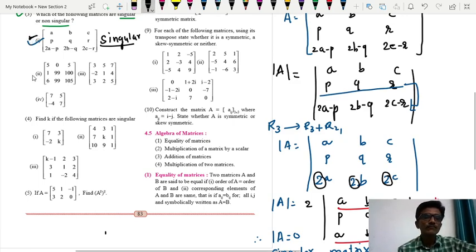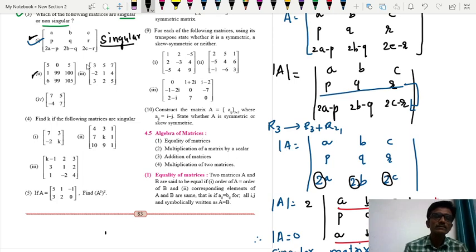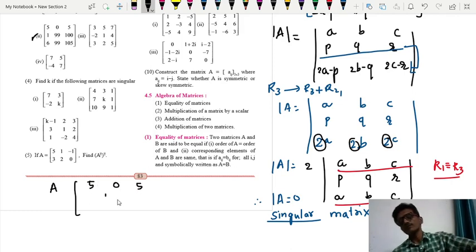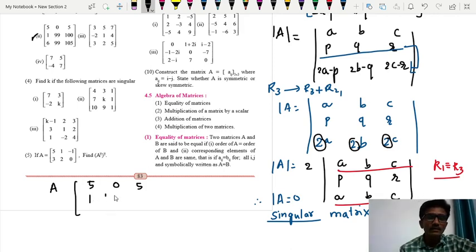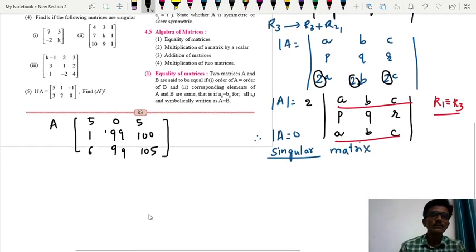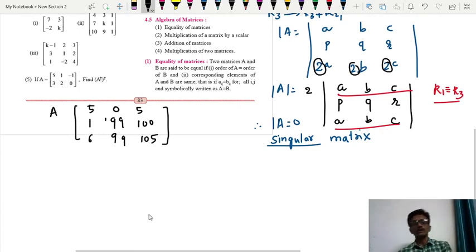Next, we attempt this question. Our matrix is 5 0 5, 1 99 100, 699 0 105. So we will check whether this matrix is singular or non-singular.